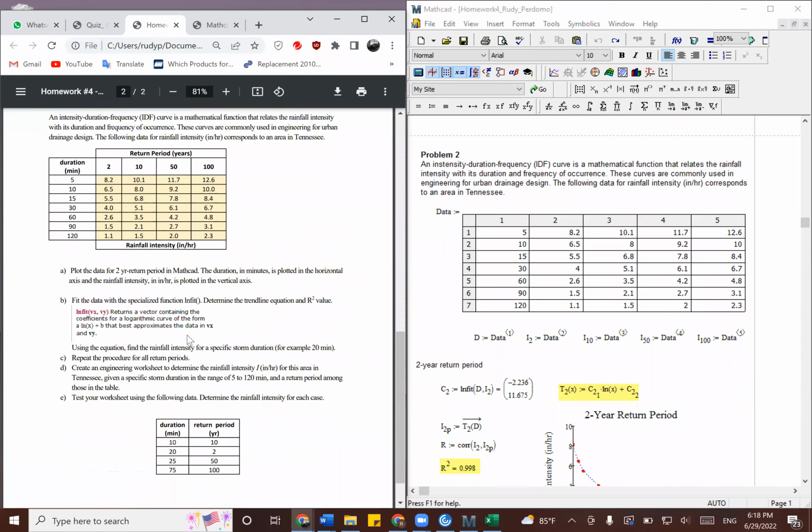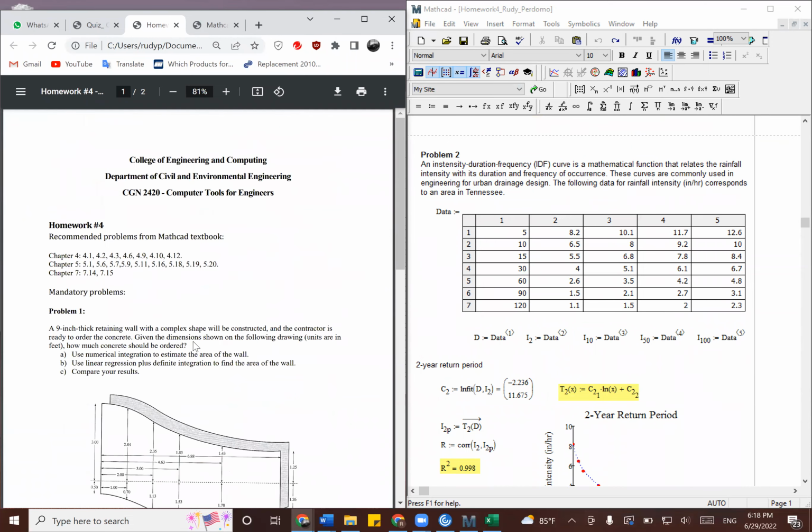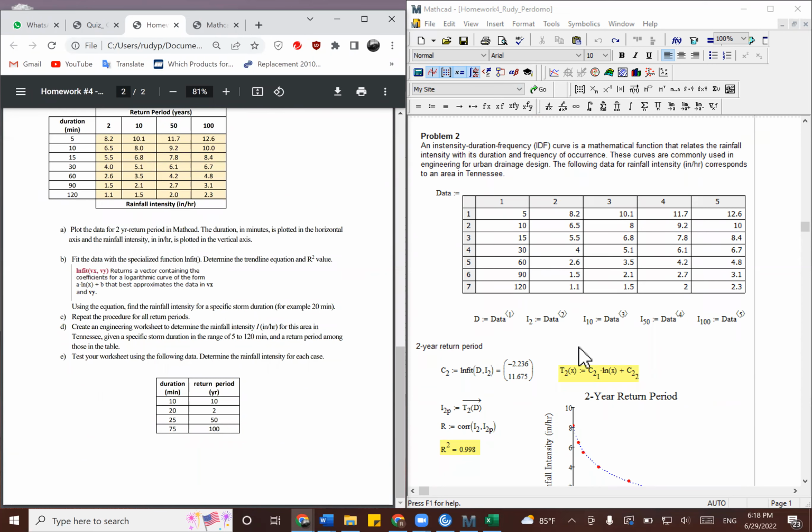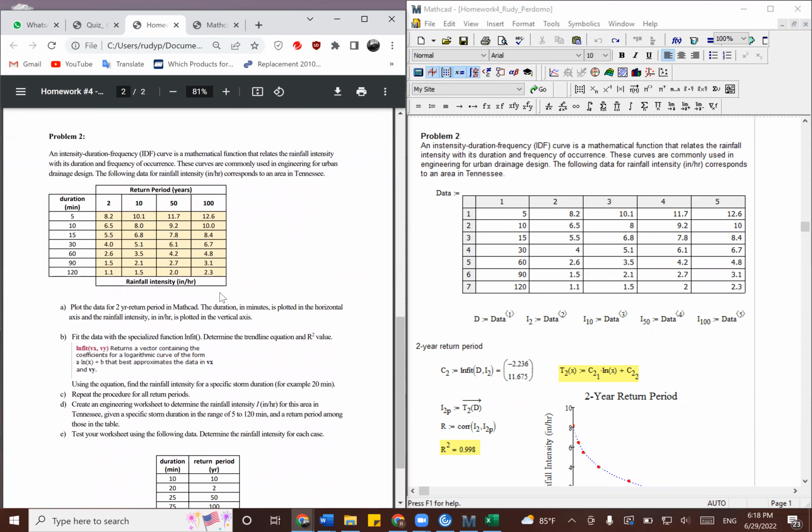Okay. Now this one was annoying. There's just 2 questions here, and this is the one that's going to take you the most time, by a lot. So this is intensity, duration, frequency. This duration is return period, and these values here are the intensity.